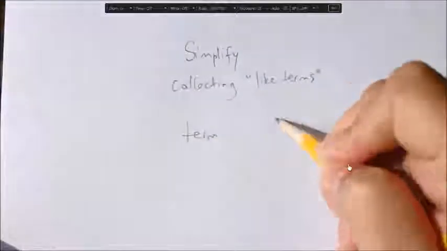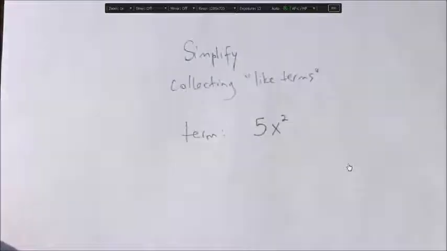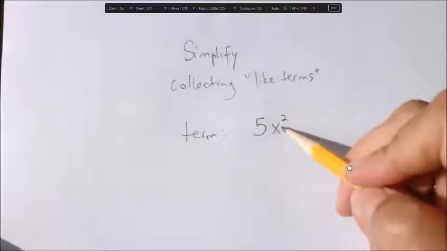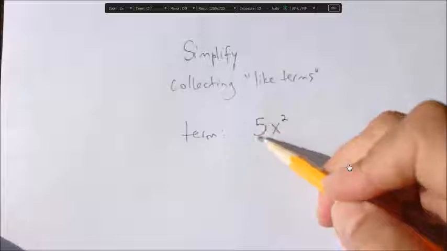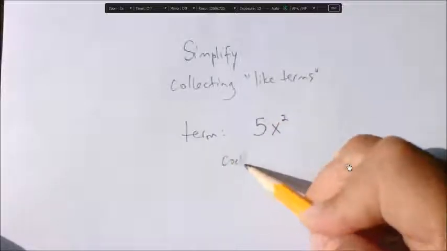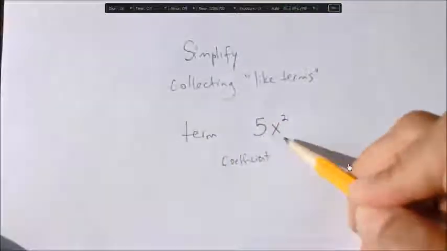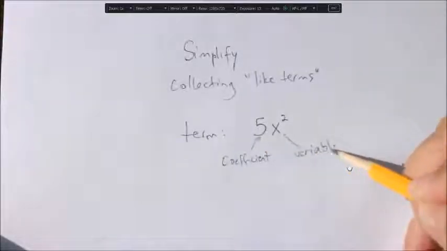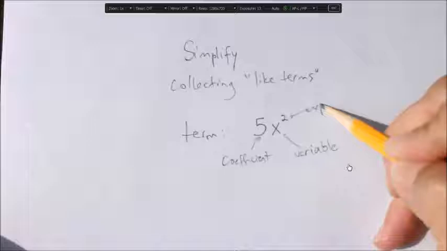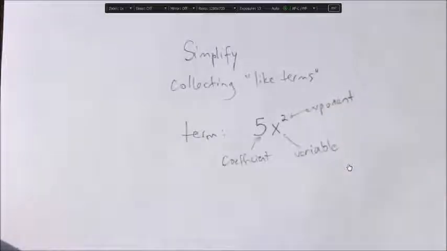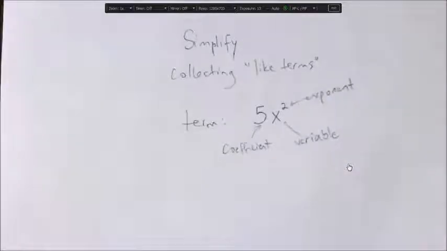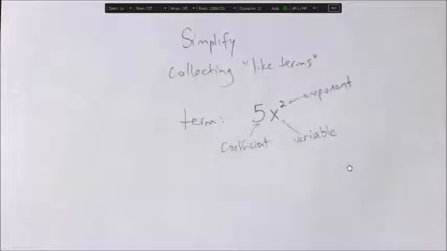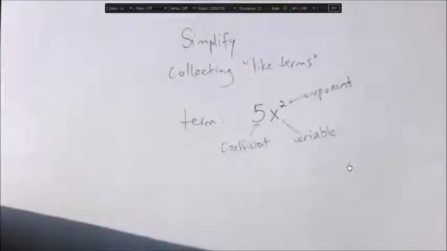Here's a term, for example, 5x squared. The x is the variable. The 5 is called the coefficient. So let's write the word coefficient. X is the variable. And the 2 is called the exponent. And in order for terms to be like terms, so that they can be added and subtracted, they must have the same variable and the same exponent. And they'll have different coefficients, and that's fine.